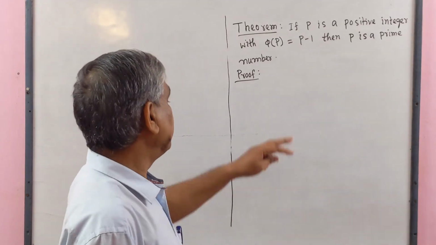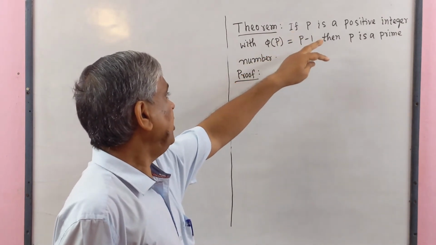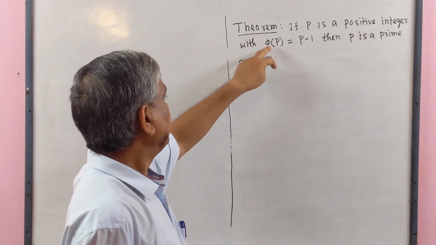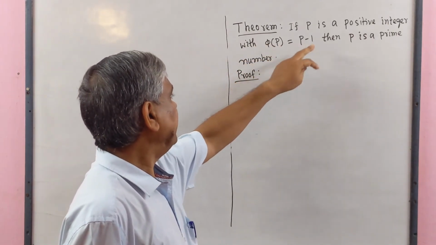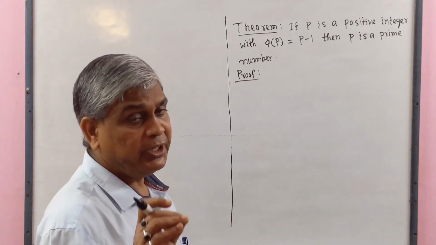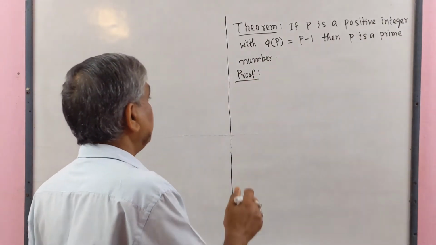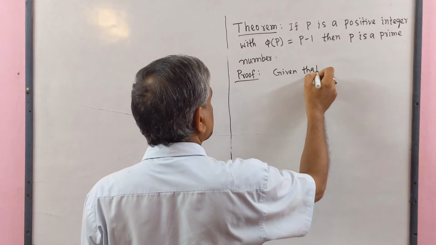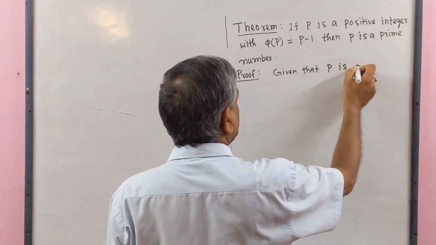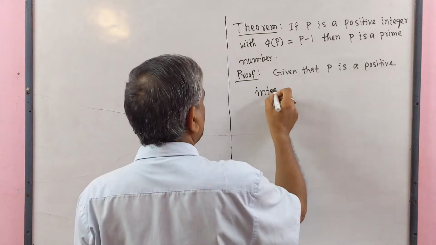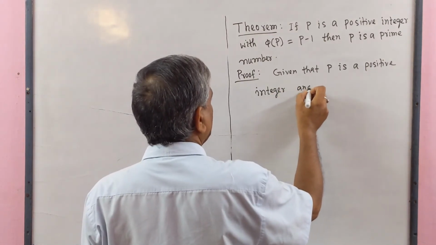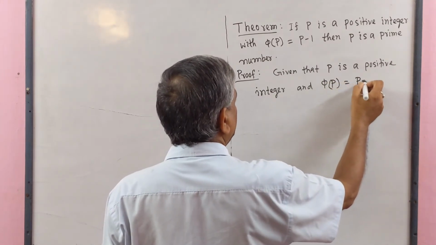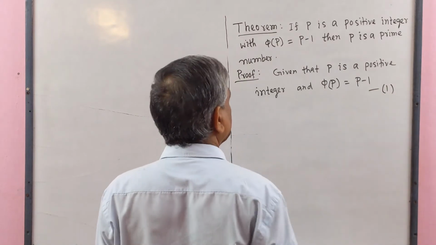Now we prove a theorem. The theorem is: if p is a positive integer with Euler's phi function phi(p) equal to p minus 1, then p is a prime number. Given that p is a positive integer and phi(p) equal to p minus 1, this is number 1.